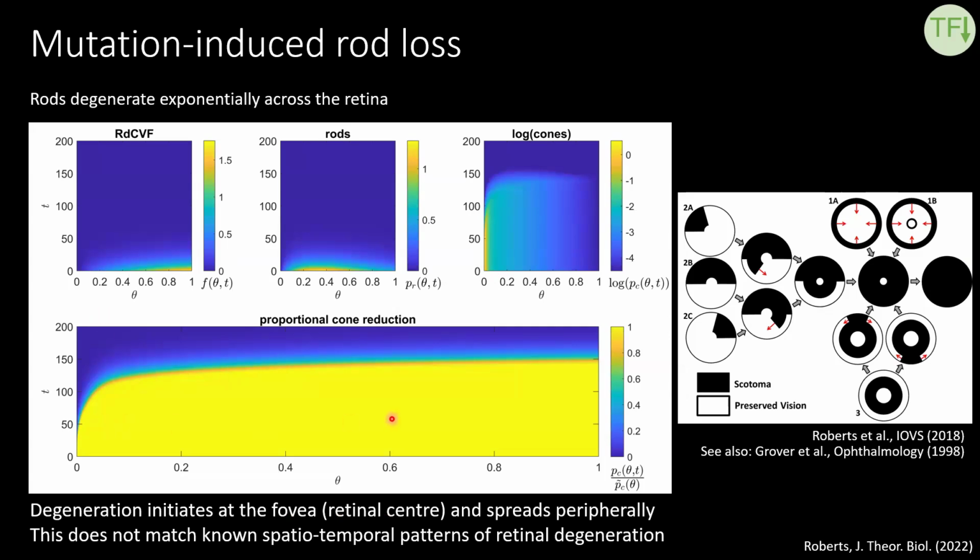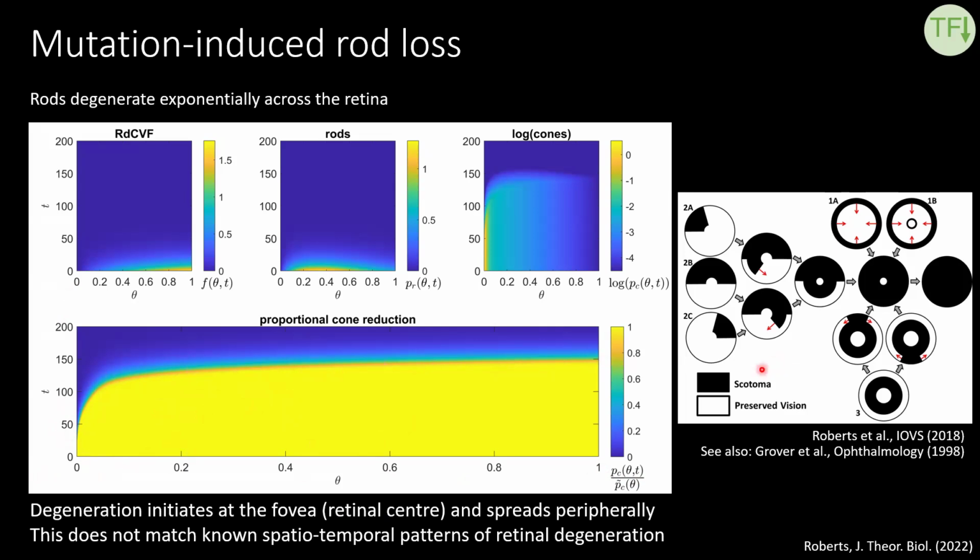So here I'm plotting the proportional number of cones remaining at a given point in space, at a given point in time. So if it's yellow, it means they're all there. And if it's blue, it means they've all been lost. So I'm just dividing at each location the current density of cones by the healthy density at that location. So here again, we're going from the fovea to the ora serrata, time is marching upwards. So here what happens is degeneration starts at the center of the fovea and then expands outwards towards the ora serrata over time. So this is both surprising and unsurprising.